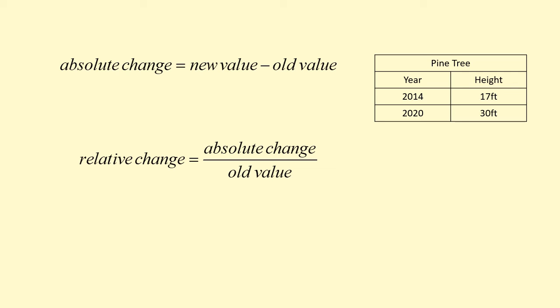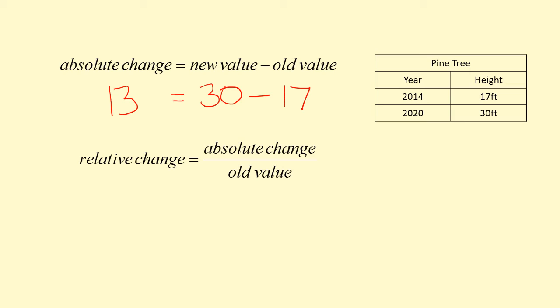So to calculate the absolute change in the height of that tree, you're going to take the new value, that 30 feet that you just measured, and subtract from that the 17 feet, which represents the original height. So 30 minus 17 is 13 feet. The change in the height of that tree was 13 feet, so we say that is the absolute change.